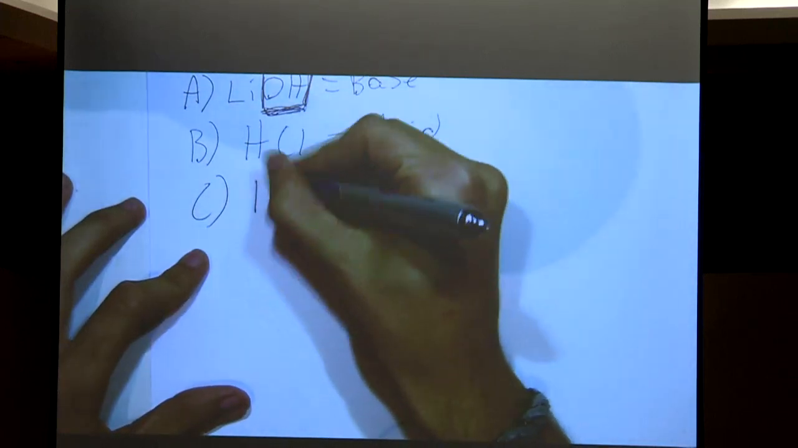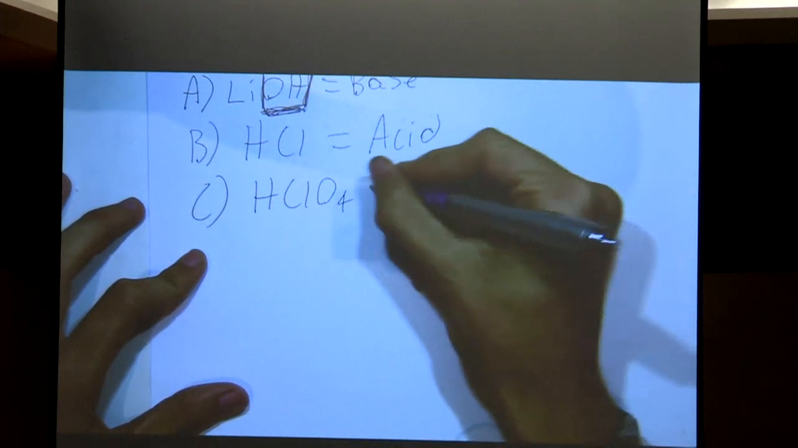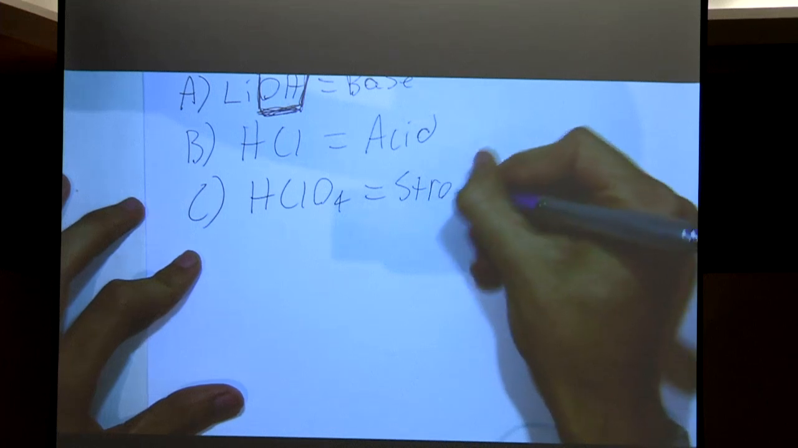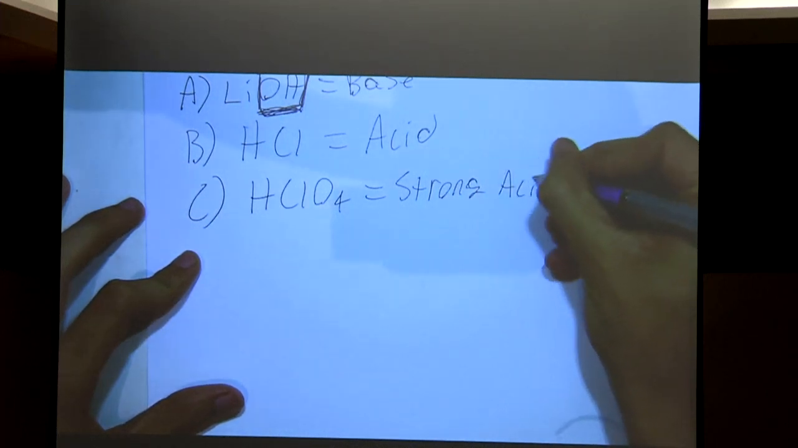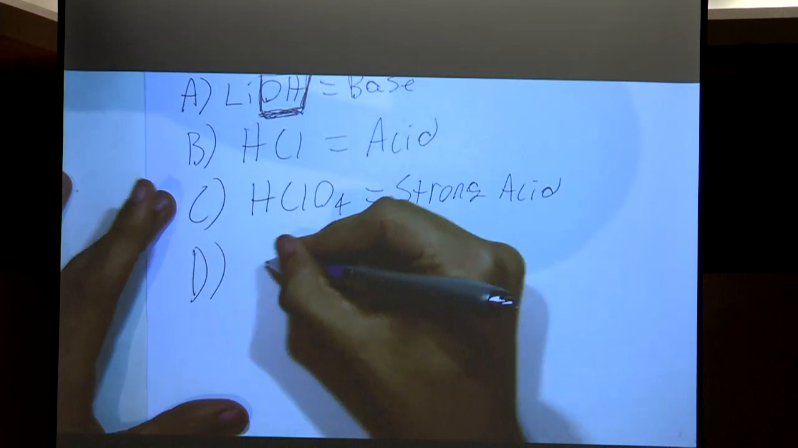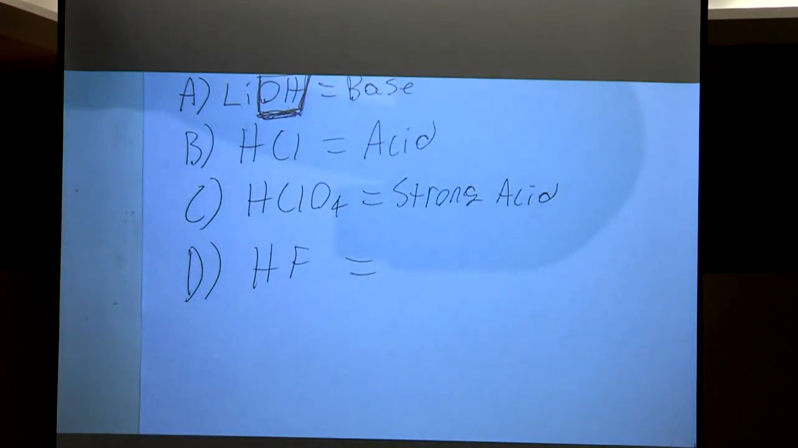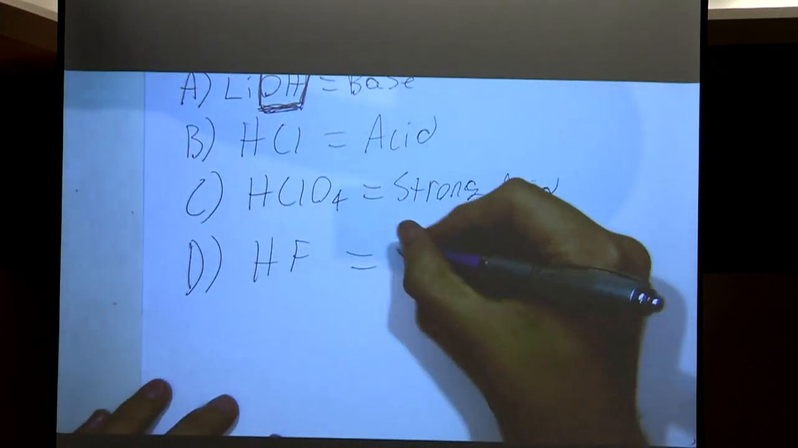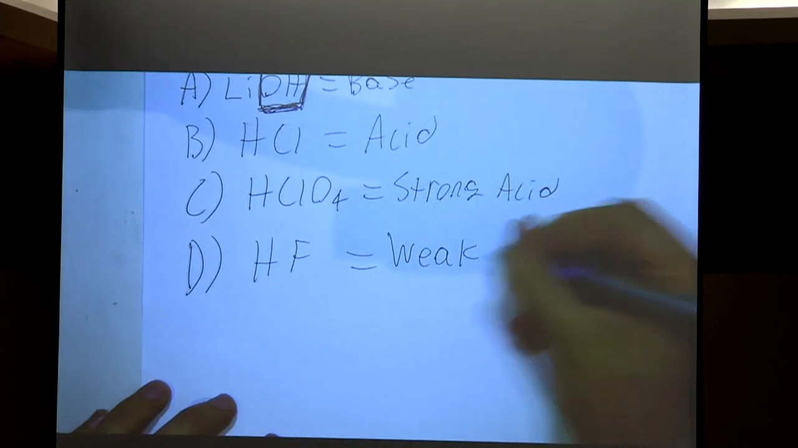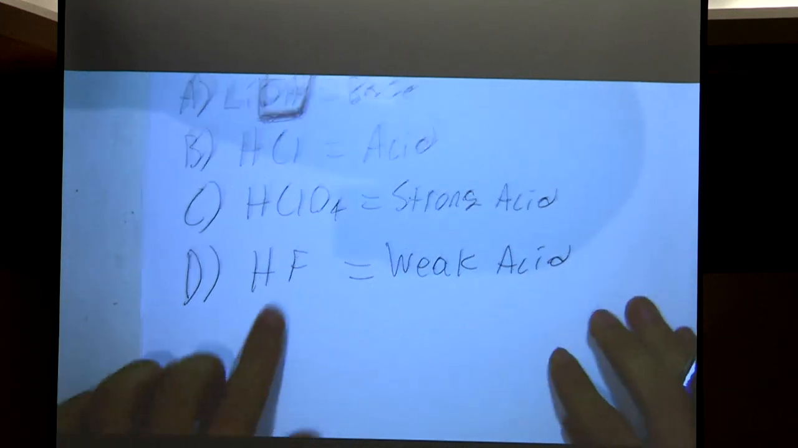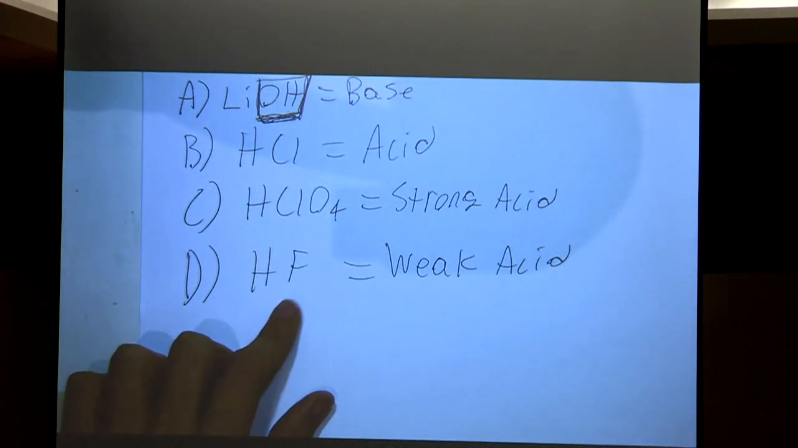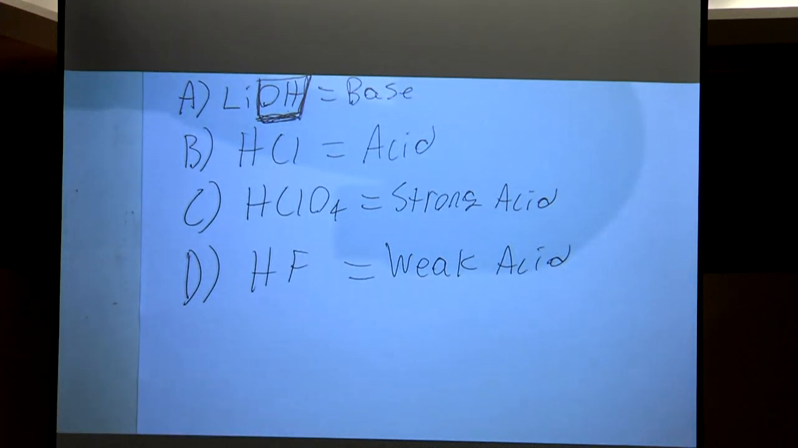HClO4. This is a strong acid. What about hydrofluoric acid? Is that strong or weak? Okay, it's a weak acid, and it's the only halogen that makes a weak acid, so watch out for it. There's a good chance you'll see that. So they might try to trick you. HF is a weak acid.